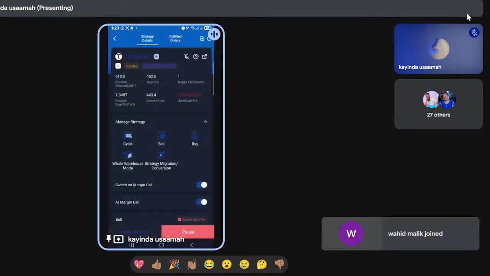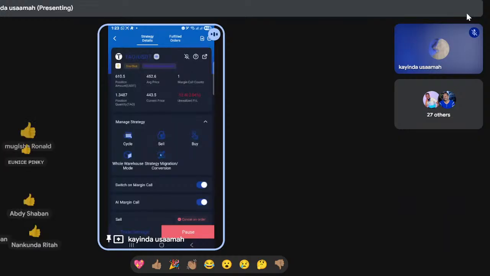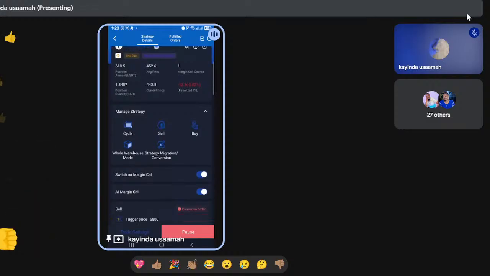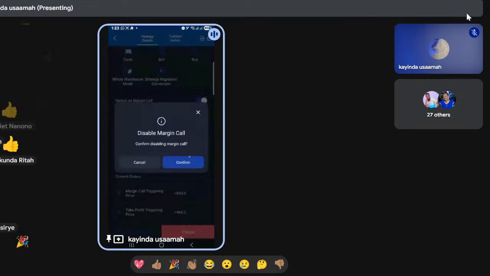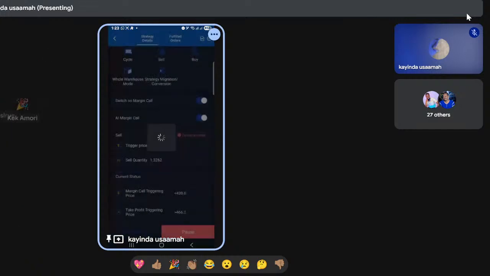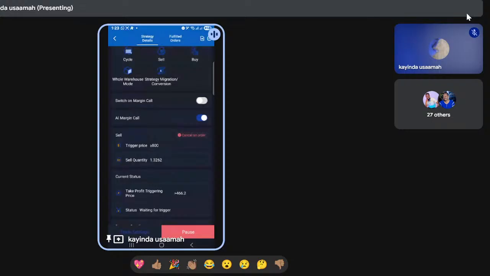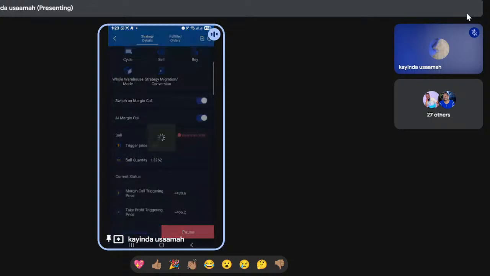Are we learning? Give me a thumbs up if you're learning. RoyalQ has given you all of the options to make your money. Very quick. Then this button: switch on margin call, switch off margin call. When you switch it off, the robot will not be buying margin calls. When you switch it on, the robot will be ready to buy margin calls.